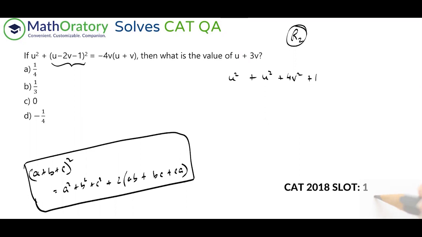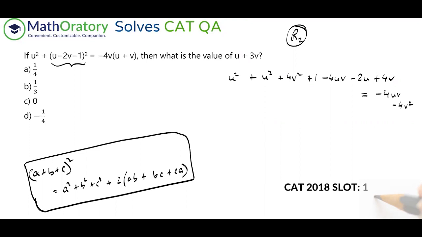So when you do u into minus 2v, that is minus 2uv, but double of that, so that is minus 4uv. Then you have u into minus 1, so that is minus u, but multiplied by 2, so that is minus 2u. And then minus 2v into minus 1 will be plus 2v, but then multiplied by 2, so that is plus 4v. And this is equal to minus 4uv and minus 4v square, right? So this is what we have, the entire expression.